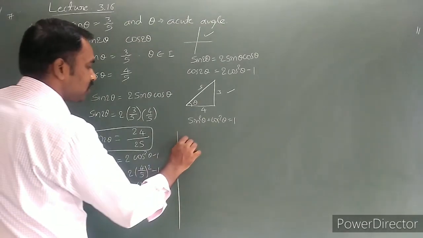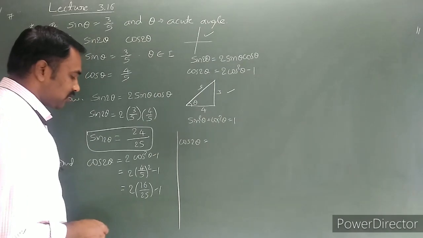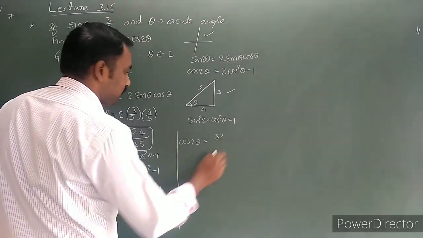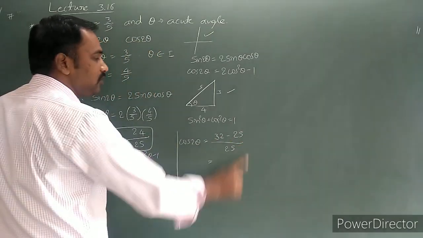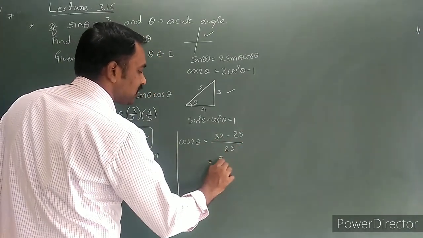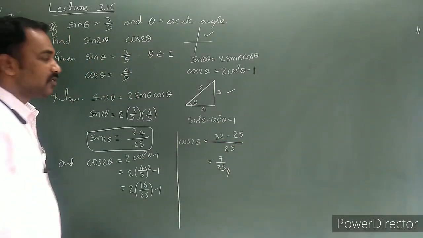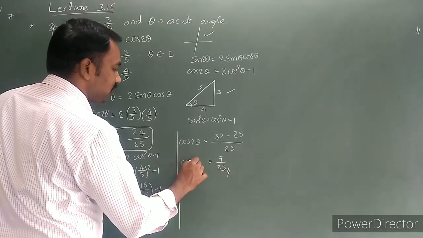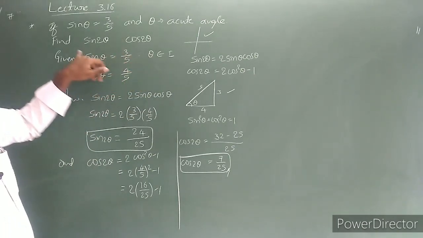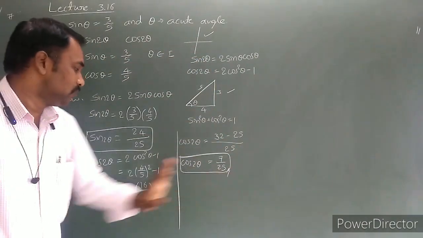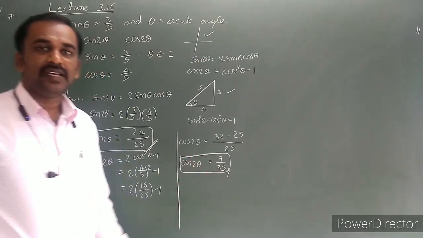I just continue here. Cos of 2 theta is equal to 2 into 16, 32, over 25, minus 1. The LCM is 25, so 32 minus 25, that is 7, 7 divided by 25. 32 minus 25 is 7, 7 by 25. This is the required value of cos of 2 theta. Hence the sin of 2 theta and cos of 2 theta values are, respectively, 24 divided by 25 and 7 divided by 25.